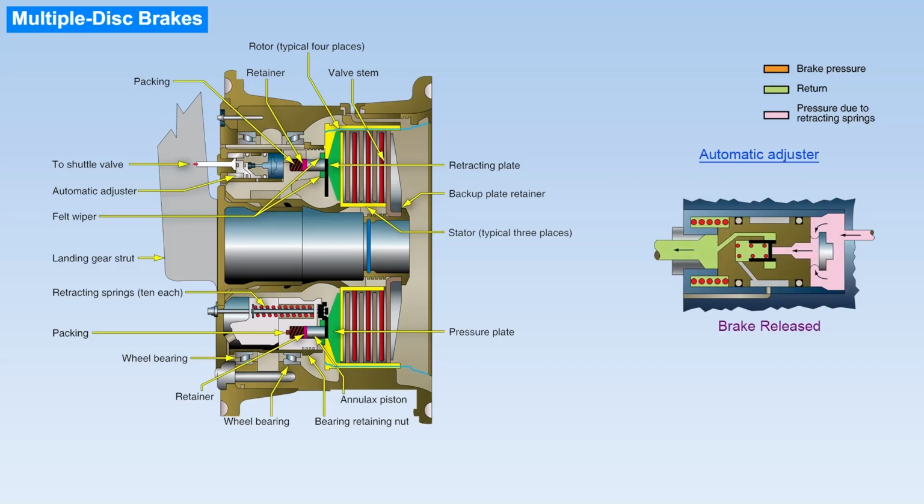An automatic adjuster retains a preset amount of hydraulic fluid in the brake, ensuring proper clearance between the rotors and stators as they wear. Brake wear is checked using an external wear gauge. These brakes are commonly found on older transport aircraft. Because the discs are thin and do not dissipate heat efficiently, they can warp more easily.